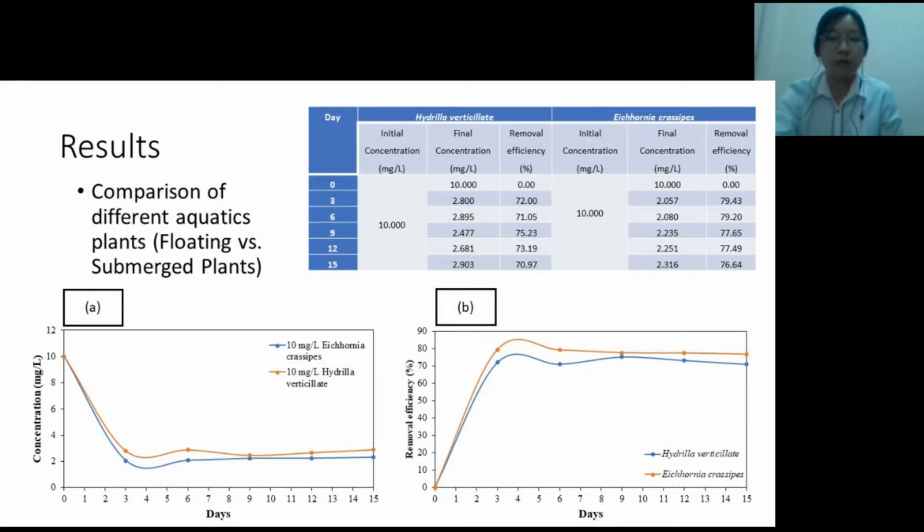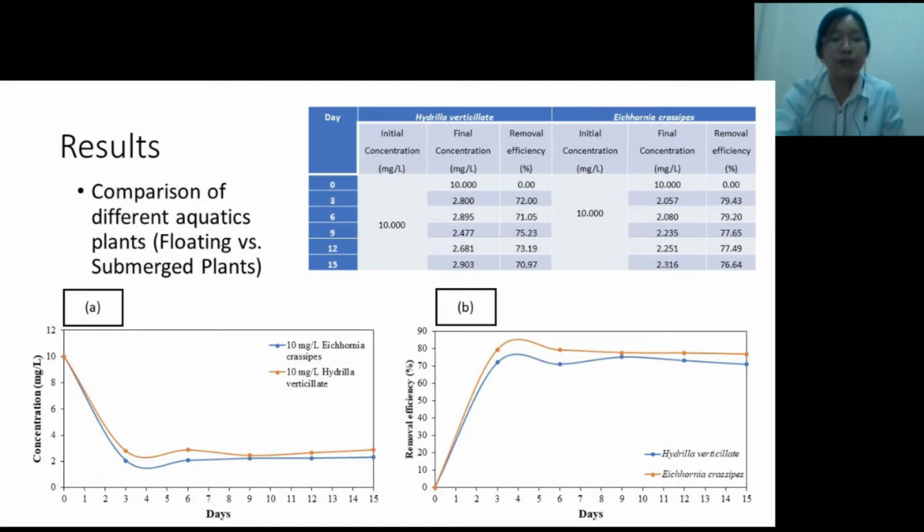Now I would like to talk about the results and discussion for Objective 1. The comparison of different aquatic plants, which is floating versus submerged plants. The Hydrilla and Eichhornia crassipes were used to treat 10 mg per liter of copper 2 ions for 15 days. The table shows the removal efficiency of copper 2 ions by Hydrilla and Eichhornia crassipes. Figure A shows the concentration, while Figure B shows the removal efficiency of 10 mg per liter of copper 2 ions by Hydrilla and Eichhornia crassipes within 15 days.